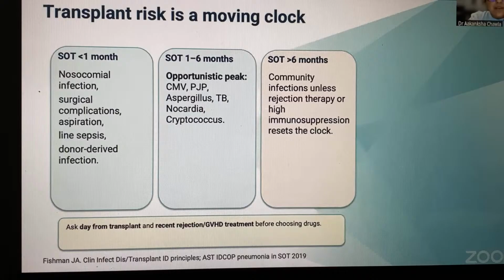Then, transplant risk is a moving clock. Solid organ transplant patients have different set of infections as the time period since transplant passes. So you must remember to ask the day from transplant and recent rejection or graft versus host disease treatment before choosing your empiric therapy.